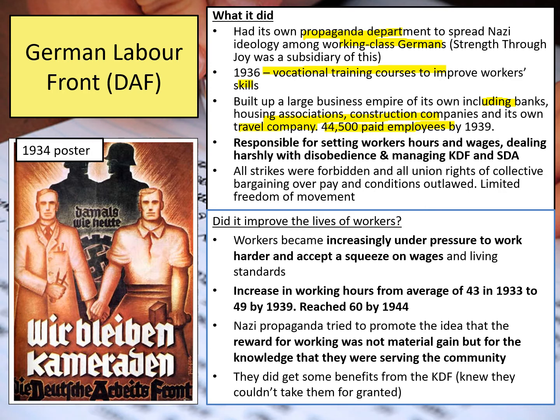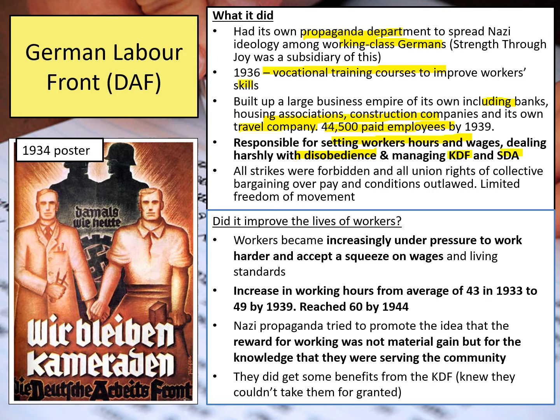Now, we've said how it wasn't in favour of the workers, but more in favour of the state, and therefore they set workers' hours and wages, and they did things as well like dealing harshly with disobedience, and they also managed the subsidiary organisations of Strength Through Joy, the KDF, and Beauty of Labour, the SDA.